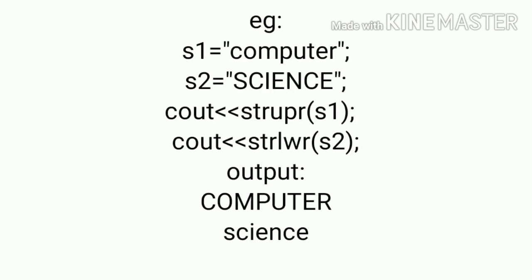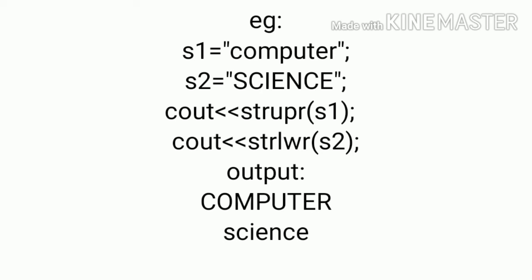For example, s1 equal to computer, s2 equal to SCIENCE. Here s1 has all characters in lowercase letters. s2 equal to SCIENCE is given, all characters are uppercase letters. And then print cout strupr of s1. So the s1 characters are converted into uppercase letters. And then print cout strlwr of s2. So the s2 characters are converted into lowercase letters. So the output is COMPUTER displayed in uppercase letters, science displayed in lowercase letters.